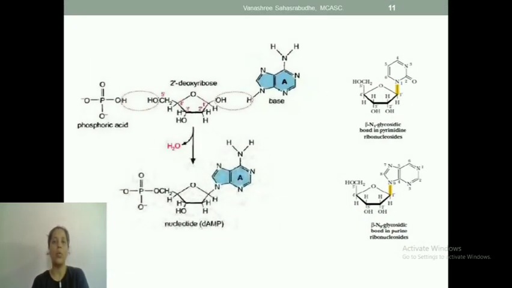Now let's see an overview of how the bonds are formed. Here the glycosidic bond is formed by removing this OH and this H, together a water molecule is removed, and from here this H and this OH together a water molecule are removed. This is an ester bond and this is a glycosidic bond. So this is how nucleotides are formed.